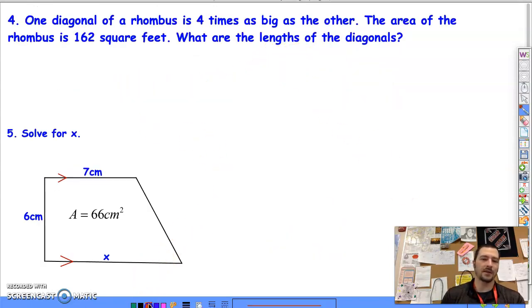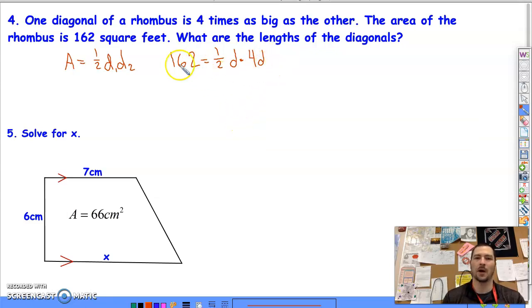All right, number 4. Now it gets a little trickier. One diagonal of a rhombus is 4 times as big as the other. The area of the rhombus is 162 square feet. What are the lengths of the diagonals? Again, we have a rhombus, so our formula is 1/2 diagonal 1 times diagonal 2. The area is 162, so 162 equals 1/2. One diagonal can just be D. If the other one is 4 times that diagonal, we write the other one as 4D.